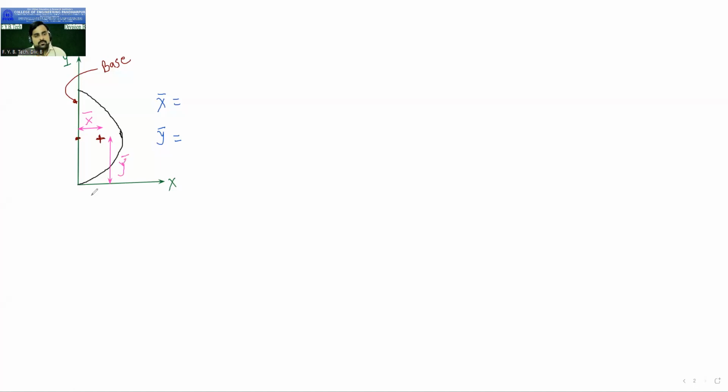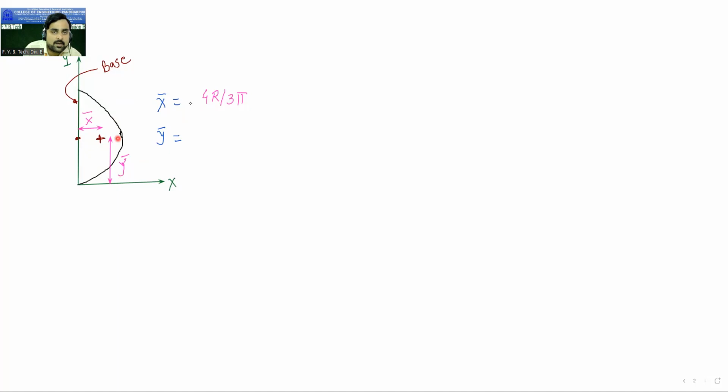What is x bar? X bar is 4r upon 3 pi, correct. Why is it 4r upon 3 pi? Because I have already told you that from the base, the centroid is at a distance of 4r by 3 pi. So this is the base. From the base, the centroid is at a distance of 4r by 3 pi. And fortunately, this base is along the y-axis. So whatever x bar we required is the same as this distance, 4r by 3 pi. So your x bar is 4r by 3 pi.